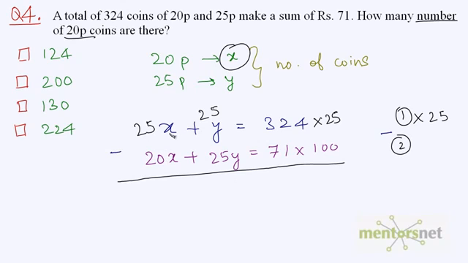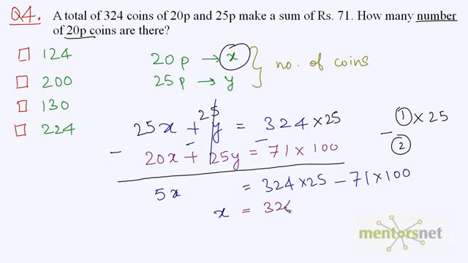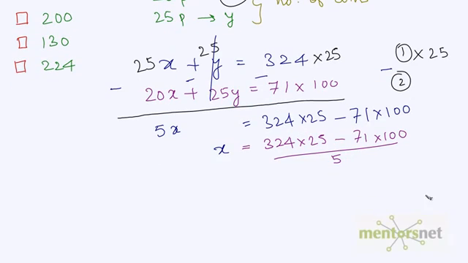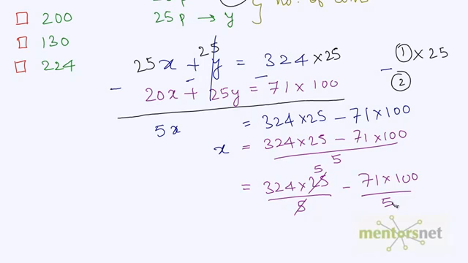So this becomes 25x minus 20x, which is 5x. This y term gets cancelled out, and this is equal to 324 times 25 minus 71 times 100. So x is equal to 324 times 25 minus 71 times 100, divided by 5. We can split the 5 here: 324 times 25 by 5, minus 71 times 100 by 5. So 5 5s are 25, and 5 times 20 is 100. Then this is equal to 324 times 5, which is 1620, minus 71 times 20, which is 1420. This is equal to 200.